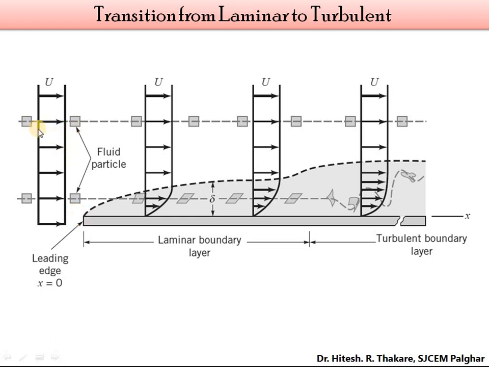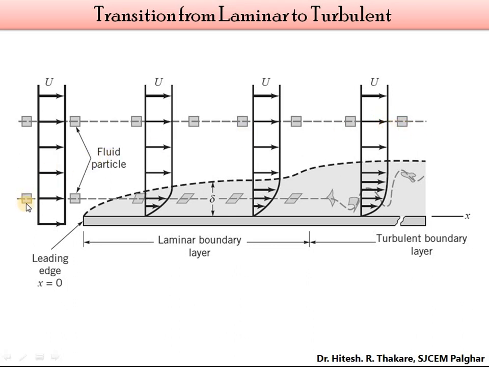Now firstly we will discuss this mainstream flow or free stream flow. This fluid layer or fluid particle, as we can see, throughout its progression of the flow, is not undergoing any change in its direction or in its velocity. It is continuously traveling with the mainstream velocity or free stream velocity, capital U.